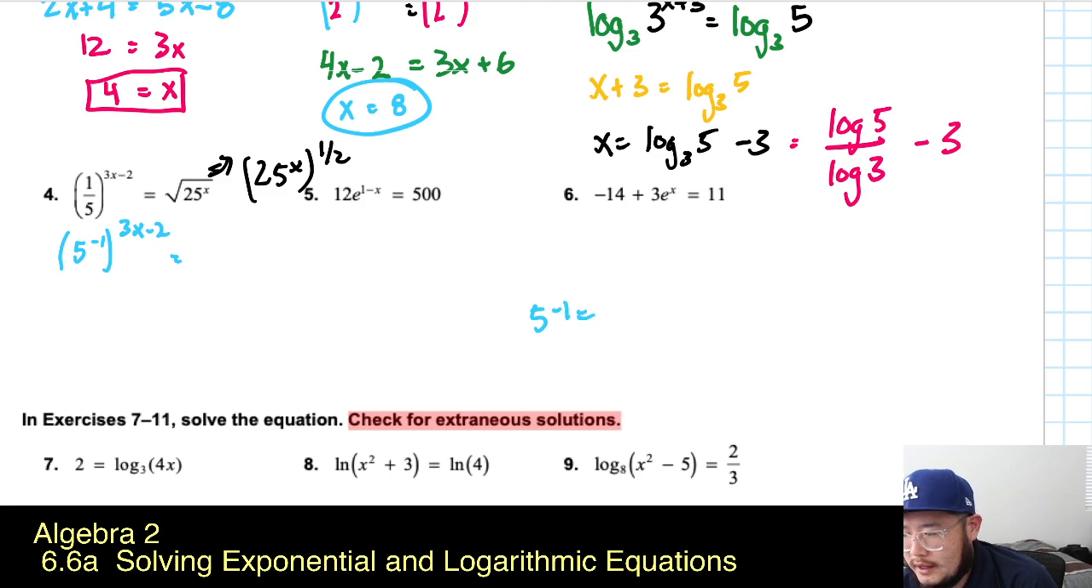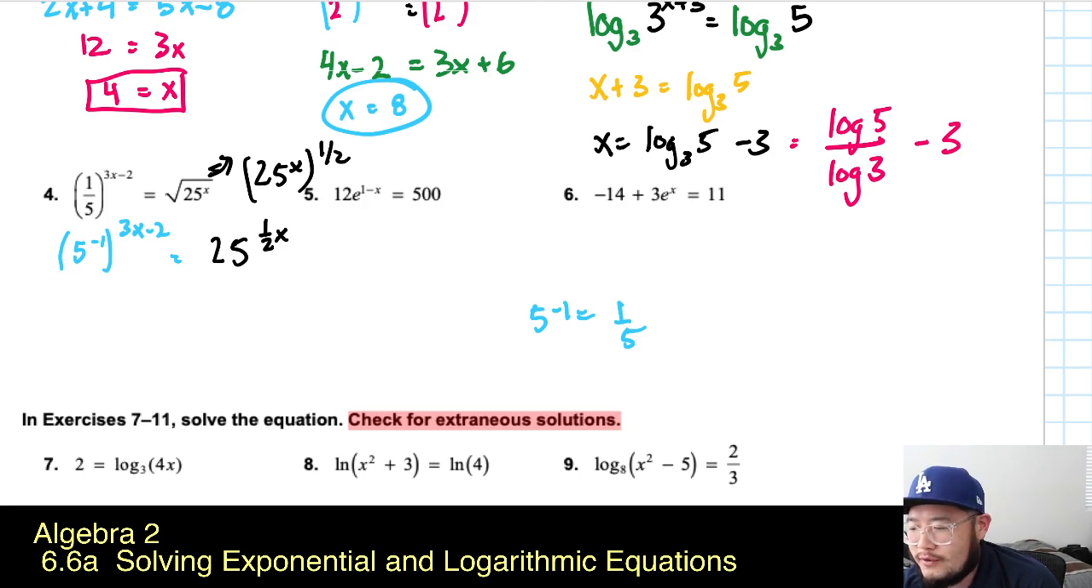Now, we have the 25 to the x raised to the 1/2 power, or that's equal to, when we raise a power to a power, we're multiplying. So I'll go ahead and simplify that right there, and then change that to 1/2 x. But I can't really do anything yet because the bases aren't the same.